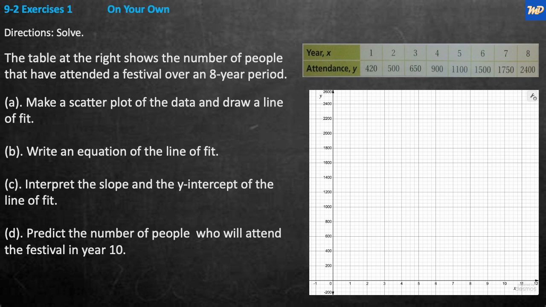And then predict, using your equation, how many people should attend in 10 years. And realize that we're all going to get different answers on this. So they're going to be close enough. You need some type of a calculator to give you exact numbers. We're just going to be drawing rough lines and trying to eyeball it. So go ahead. When you get done, come on back and we'll try it out.